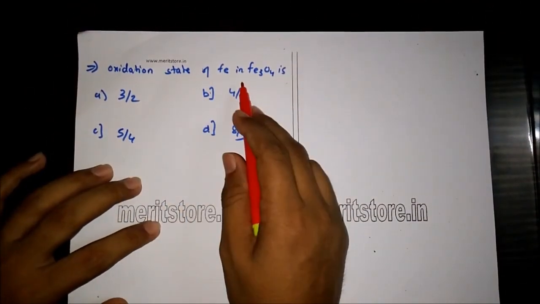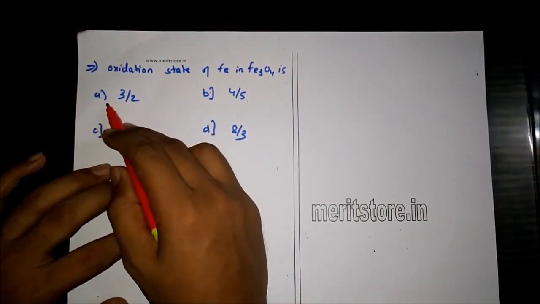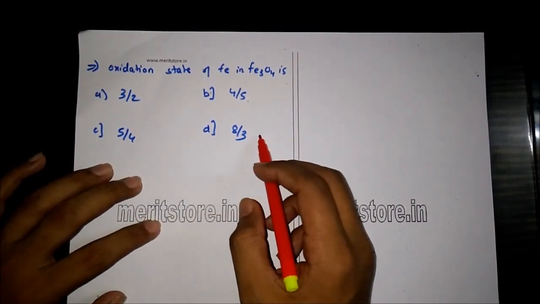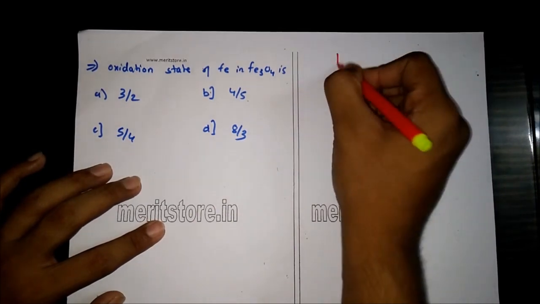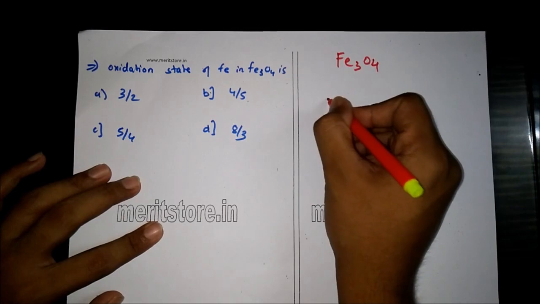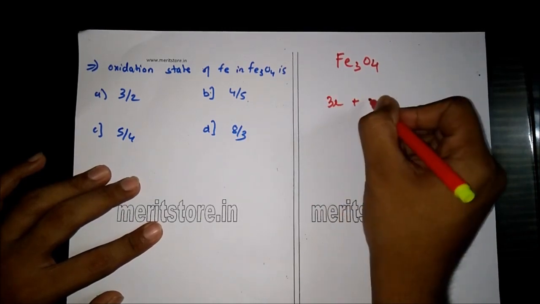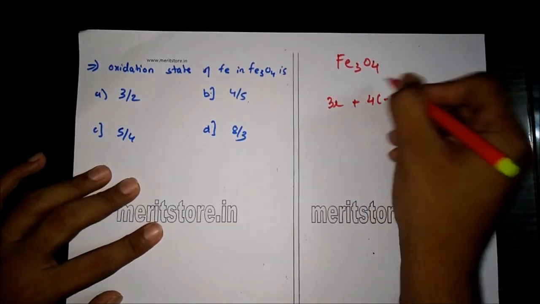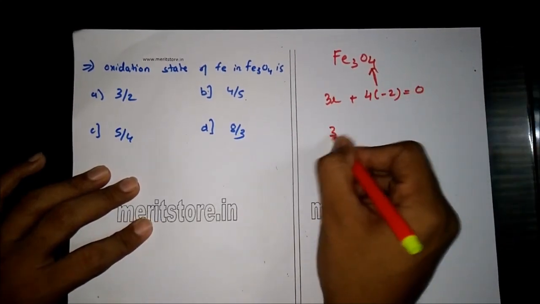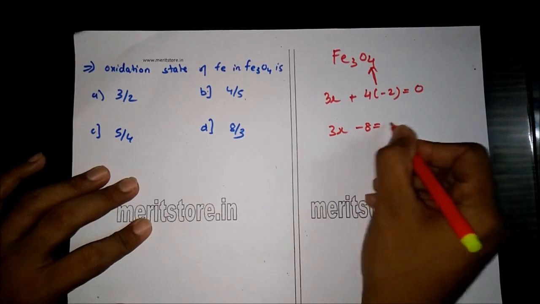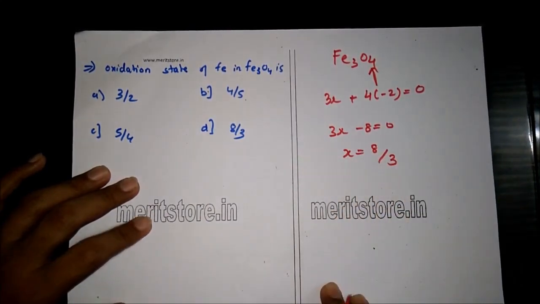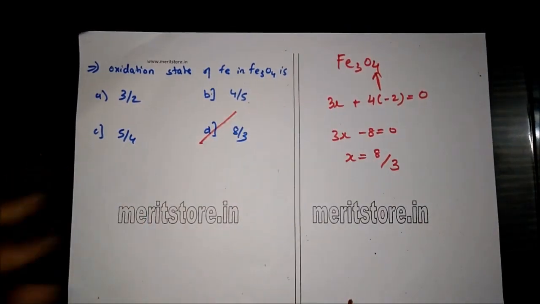Oxidation state of Fe in Fe3O4 is A 3 by 2, B 4 by 5, C 5 by 4, and D 8 by 3. Now let the oxidation state of iron in Fe3O4 be X. Therefore 3x plus 4 into minus 2, which is the oxidation state of oxygen, will be equal to 0. Therefore 3x minus 8 equal to 0. Therefore x is equal to 8 by 3. The correct answer here is option D, 8 by 3.